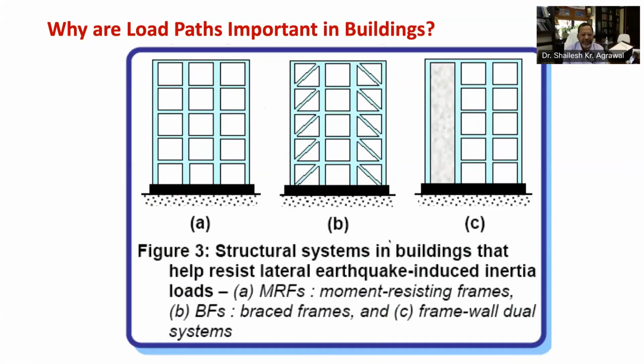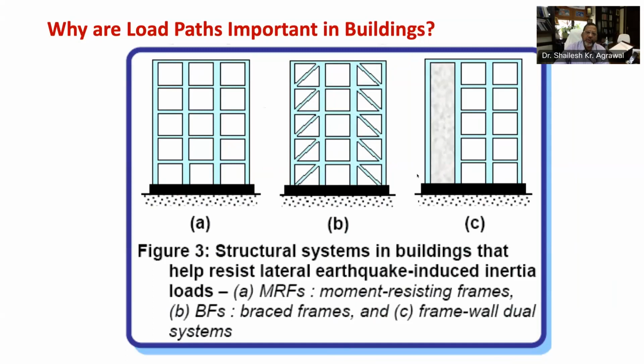It is seen that buildings with shear walls are easy to design and construct and generally perform better during earthquakes than buildings with moment resisting frames. Means option 3C is better than the other options.